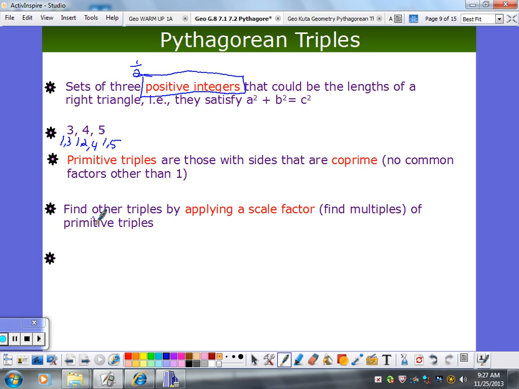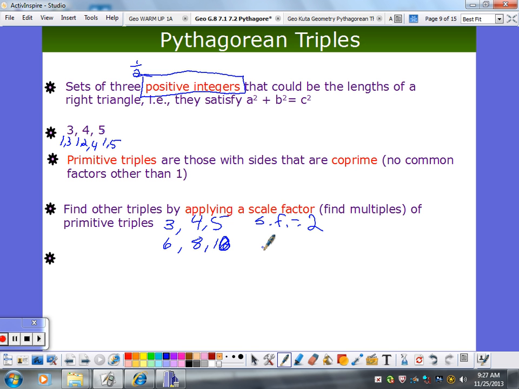Now you can have other triples that aren't primitive by applying a scale factor. So if I have 3, 4, 5, what do I mean by applying a scale factor? Multiply them all by the same thing. So if my scale factor is 2, multiply them all by 2, and I have a 6, an 8, that's a 10. I have another Pythagorean triple. This will work, 6, 8, 10.